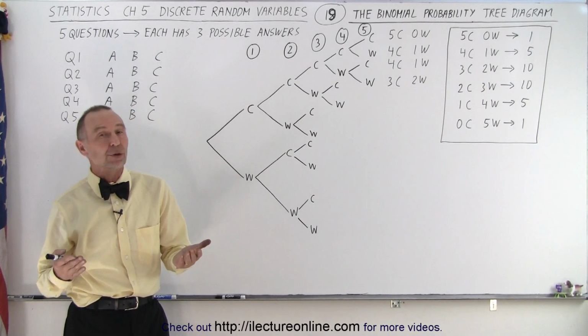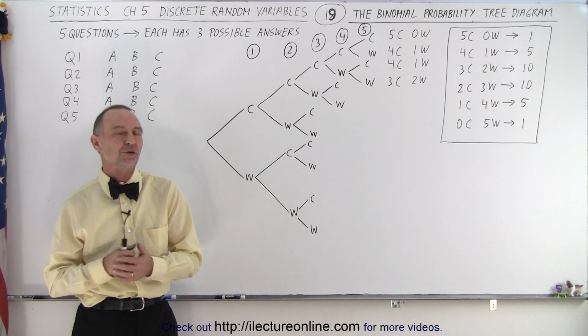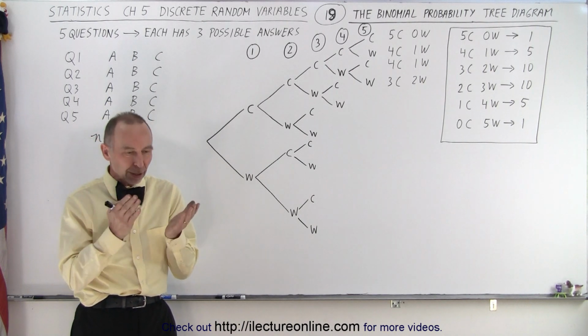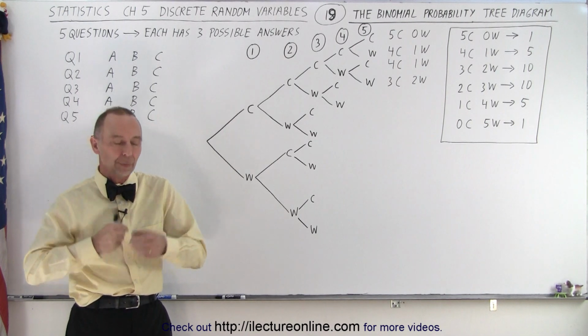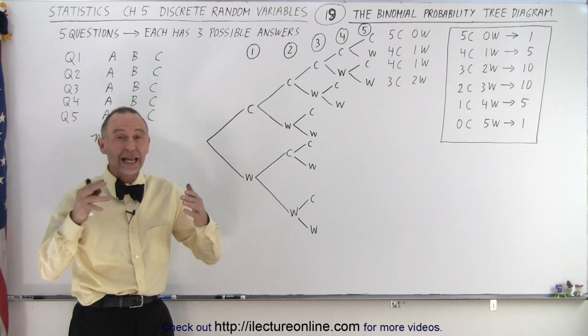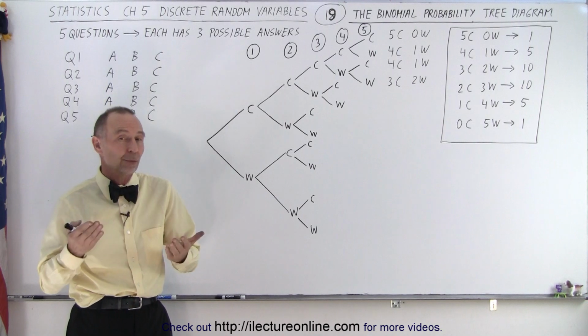In the previous video, we took a look at the binomial distribution function. And we ended up with these numbers that preceded the equation each time that represented the number of times you can have a particular combination of correct and wrong answers.